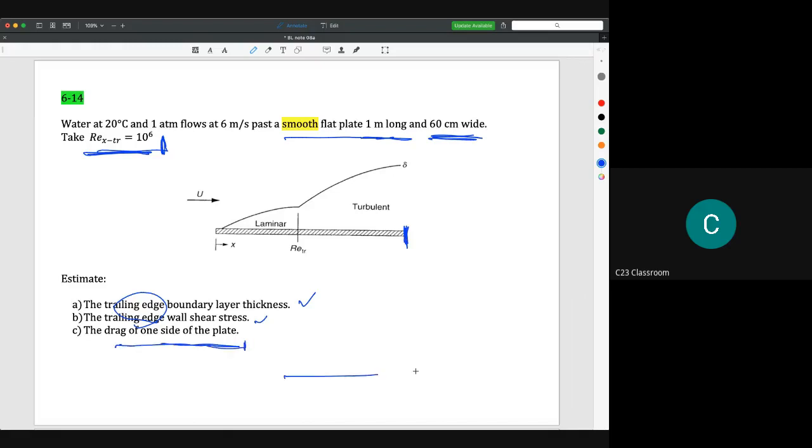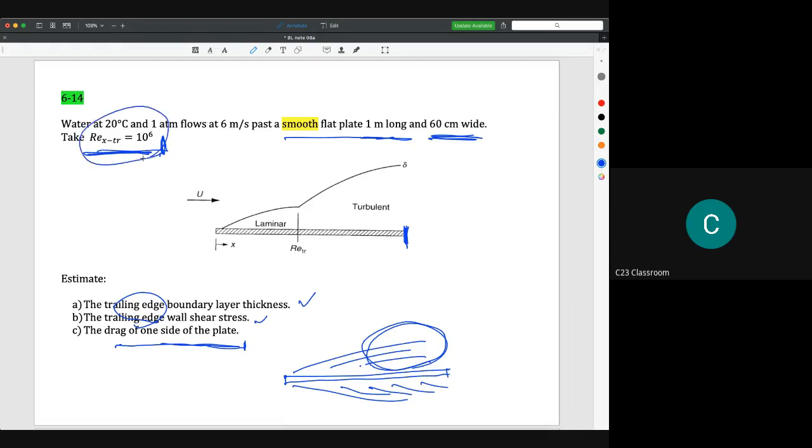As we explained in the previous tutorial, if you have one plate like this, the boundary layer may occur on both sides. So the drag force that we calculate actually represents the drag force for only one side. We need to multiply by 2 to get the total drag force that affects the plate. In this situation, we take the Reynolds transition, meaning the change from laminar to turbulent, at 10 to the power of 6.